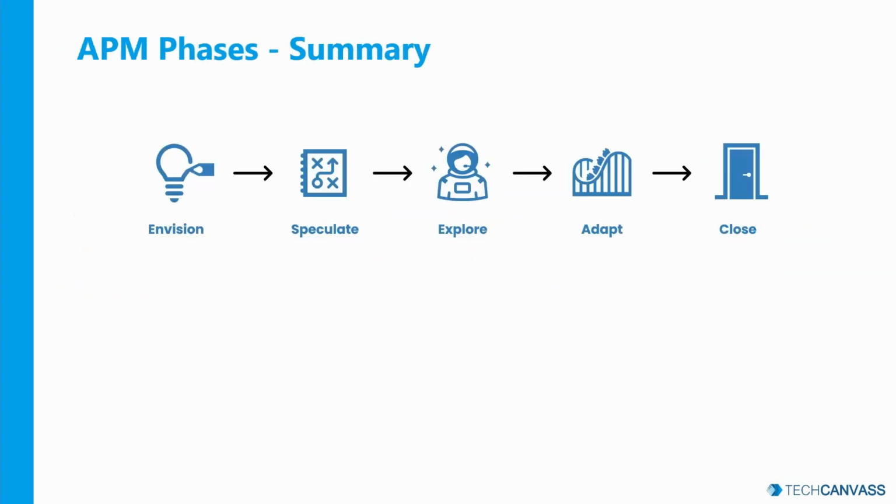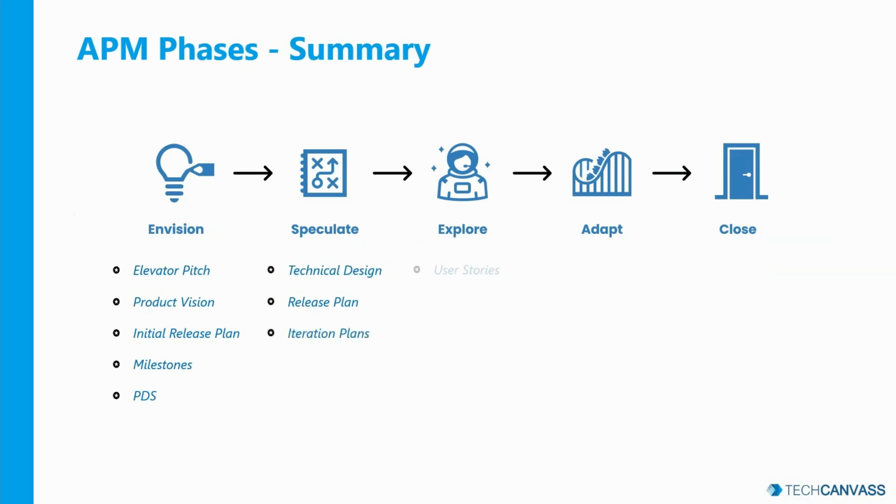So now that we are talking about APM framework, let us summarize what each and every phase does. Envision, we do the elevator pitch, the product vision, the initial release plan, milestones, and PDS. In Speculate, we talk about technical design and we revise the release plan. We also do the sprint level planning. In Explore, we start delivering the user stories. In Adapt, we continue to do that, and on top of that, we also triage defects or bugs, and we do continual improvement using retrospective inputs. And we also do sprint reviews in Adapt. In Close, we document key learnings.